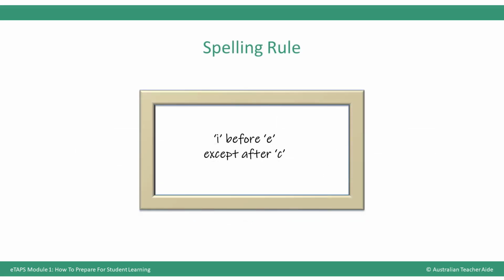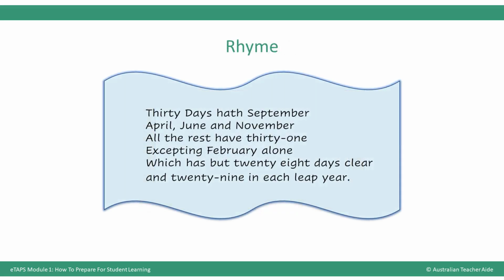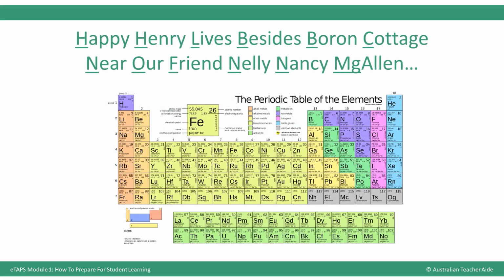I before E except after C is a rhyme to remember a spelling rule. Another rhyme to learn the number of days in each month is 30 days hath September. And this acrostic, Happy Henry, lives besides Boron Cottage near our friend Nellie Nancy McGallan, is used to learn the first 20 elements in the periodic table.